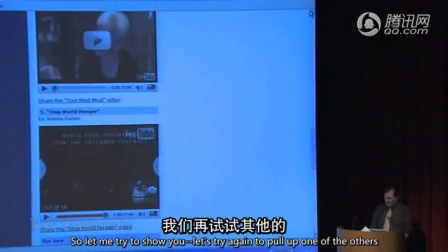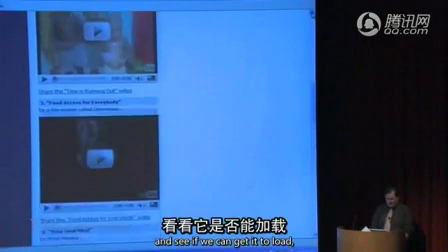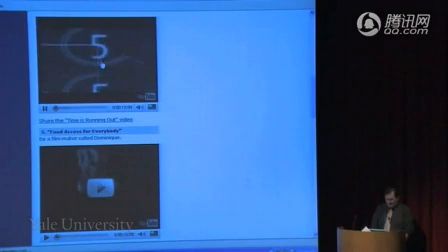So let me try to show you the one. Let's try again to pull up one of the others, see if we can get it to load. Well, here we go.